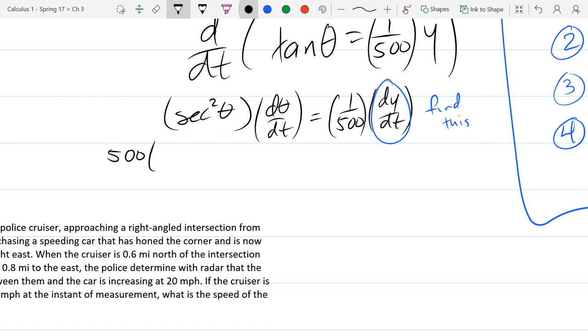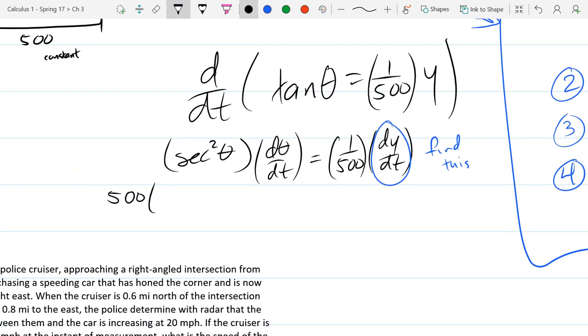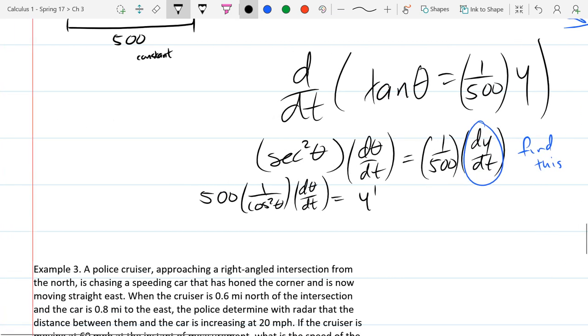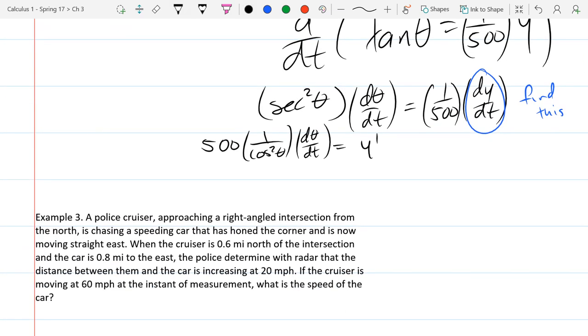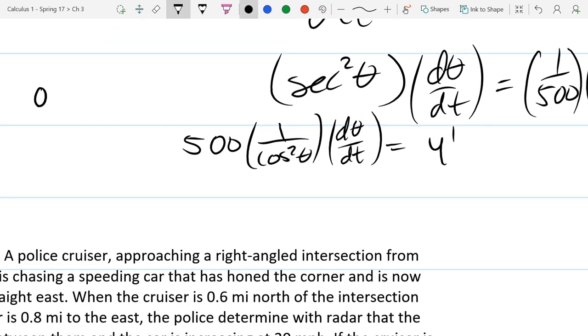So let's go ahead and, I'll do my algebra first, then I'll plug in values. And secant squared is 1 over cosine squared. You can leave it as secant squared. I just like to think in the terms of the first three trig functions instead of the reciprocals. I'll just write y prime. And we know theta is pi over 4, so I'll just write the values we're plugging in.